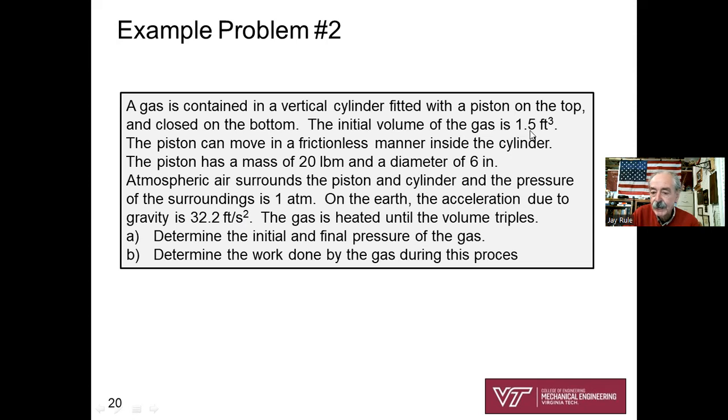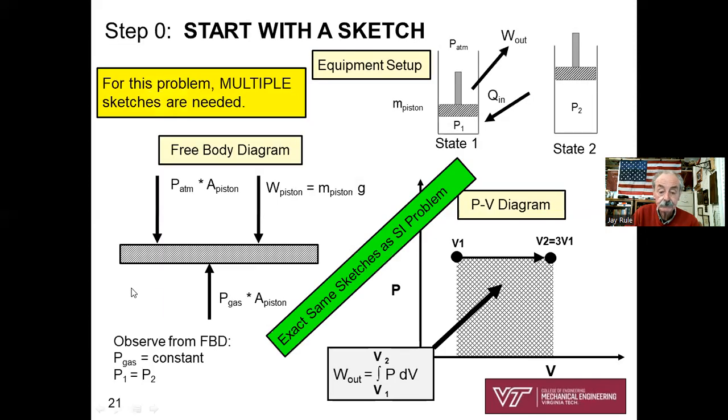Initial volume of the gas is now 1.5 cubic meters. The piston has a mass of 20 pounds mass, lbm, and a diameter of 6 inches. The atmospheric pressure is still 1 atmosphere. You just have to get your units straight. And the acceleration due to gravity is 32.2 feet per second squared on the Earth. Same question, what's the initial and final pressure? Same question, what's the work done by the gas during this process?